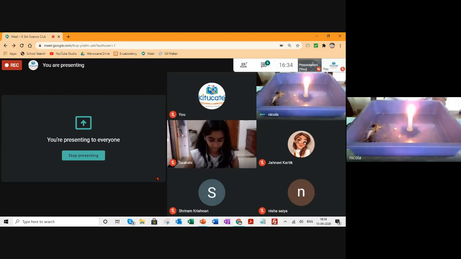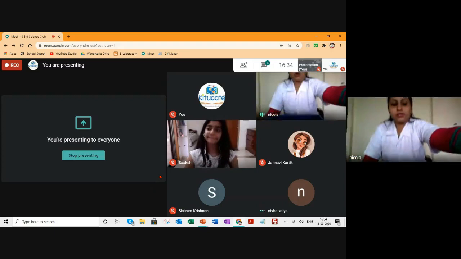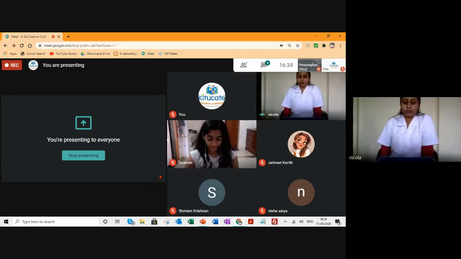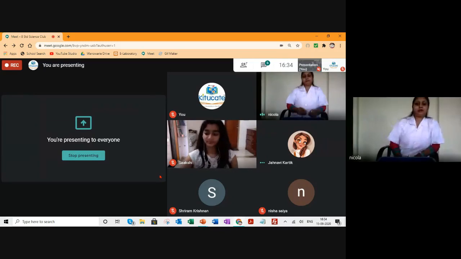Now, I will just cover a little portion of the candle with the beaker. Can you see the flame? And it has completely gone off. Okay? Because the oxygen supply is cut off. That is why the candle stops burning. Is that clear? When oxygen supply is cut off, then the candle stops burning. So y'all can also show. Do you have a candle and a glass tumbler? I think I have it, yes.